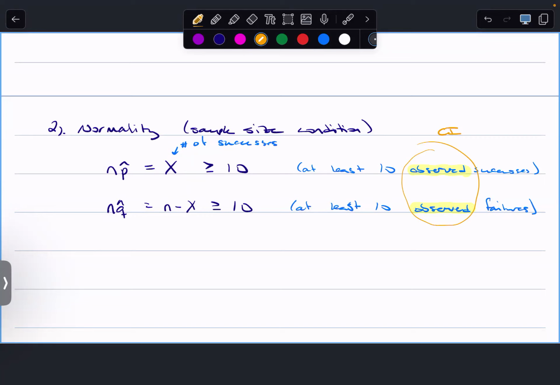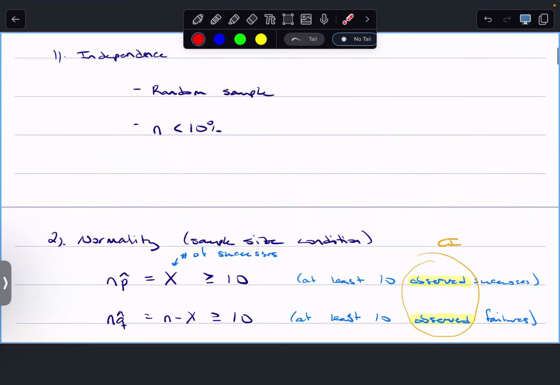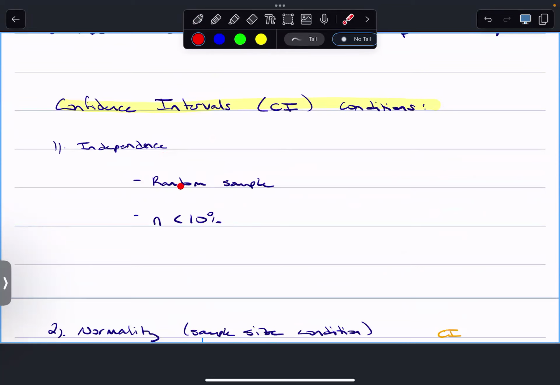I don't know if we'll get to hypothesis testing today. I think so. What we'll see is we have the same conditions for hypothesis testing, except we'll need at least 10 expected successes and at least 10 expected failures. So it's going to change just ever so slightly, but we can handle it. That's why I'm highlighting it here, even though we haven't seen it yet. This will change for a hypothesis test, but the other conditions, these two little guys here, stay the same.